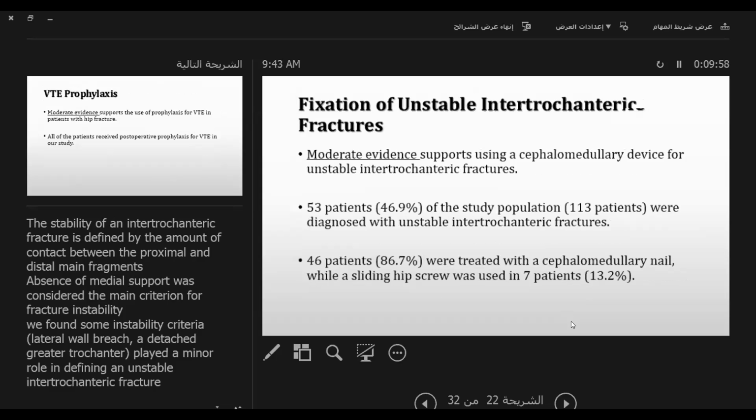Most of the patients we studied during that year had unstable intertrochanteric fracture, and the AOS support using cephalomedullary device for unstable intertrochanteric fracture. About 86.7% were treated with cephalomedullary device, and only 13% were treated with sliding hip screw, despite their being unstable intertrochanteric fractures.